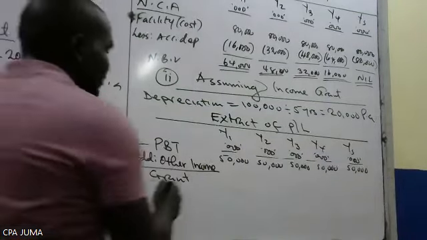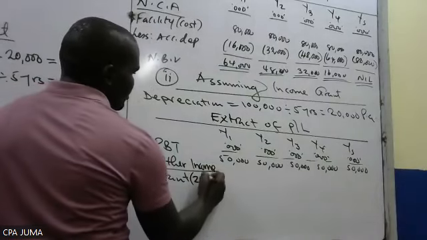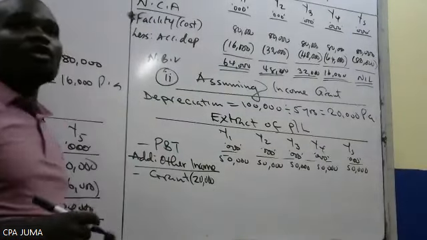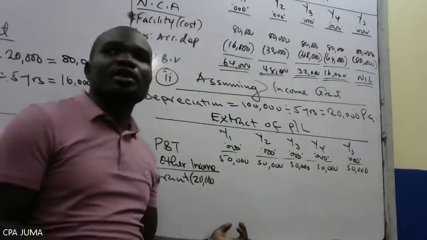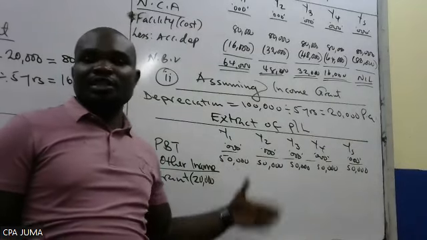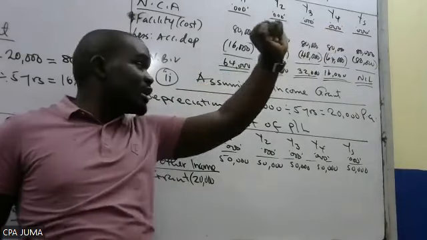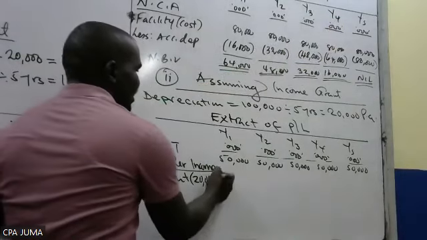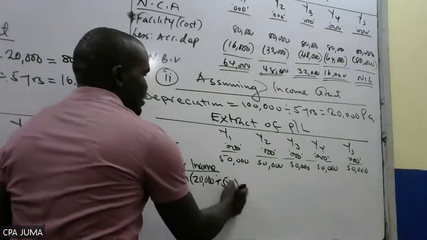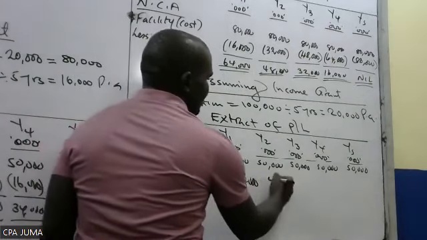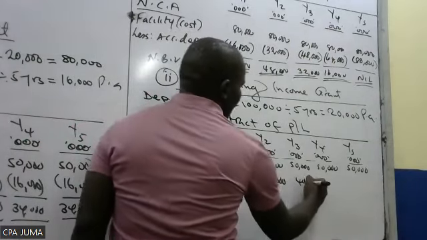So the grant received was how much? 20. But now you don't utilize the whole 20 in year 1. You are expected to utilize it throughout the useful life, which is how many years? 5. So spread it across, divide by 5 years. So every year we recognize the offset.